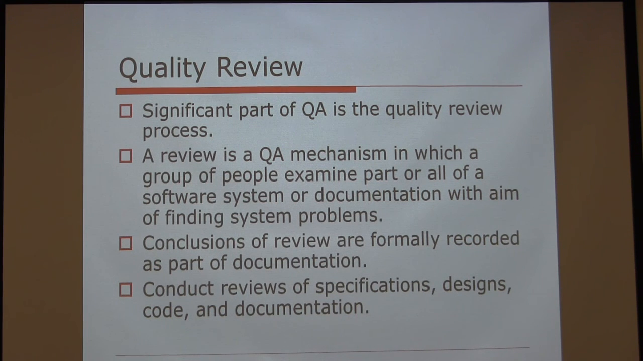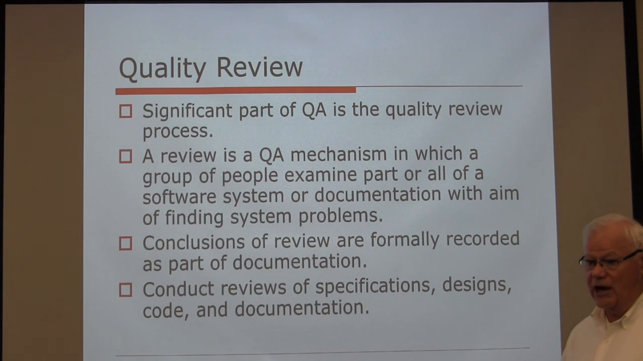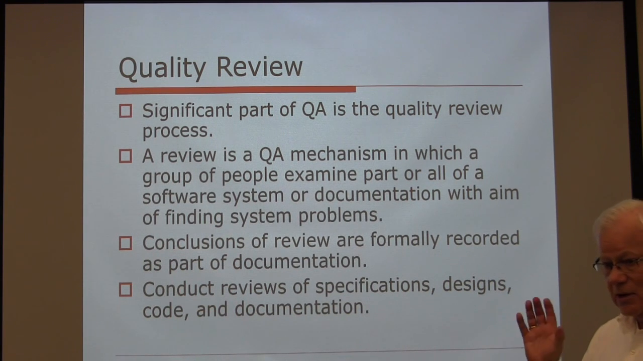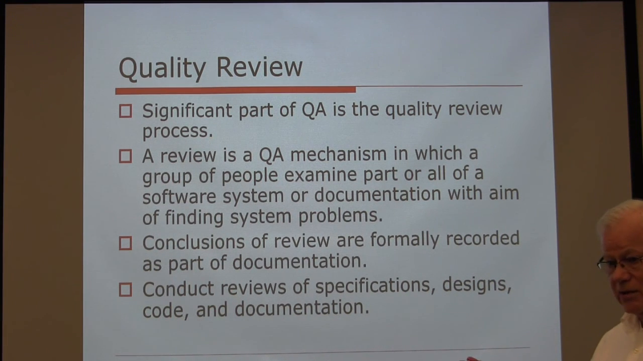So what's a quality review? The review is a mechanism in which a group of people examine part or all of the software system or documentation with the aim of finding system problems. So periodically you're going to get together with the group that you've chosen for the targeted purpose of making sure you're in line with the quality assurance, and formally record them as part of documentation.